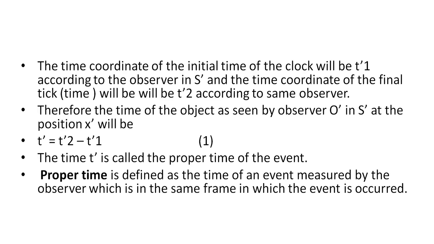Now what is the meaning of proper time? It is defined as the time of an event measured by an observer who is in the same frame in which the event occurred. For example, you are traveling in a train and an event occurs. So your speed and the speed of the train are the same. So it is the time of an event measured by an observer, that is, measured by you, who is in the same frame, that is, the train in which the event occurred. So that is the proper time.